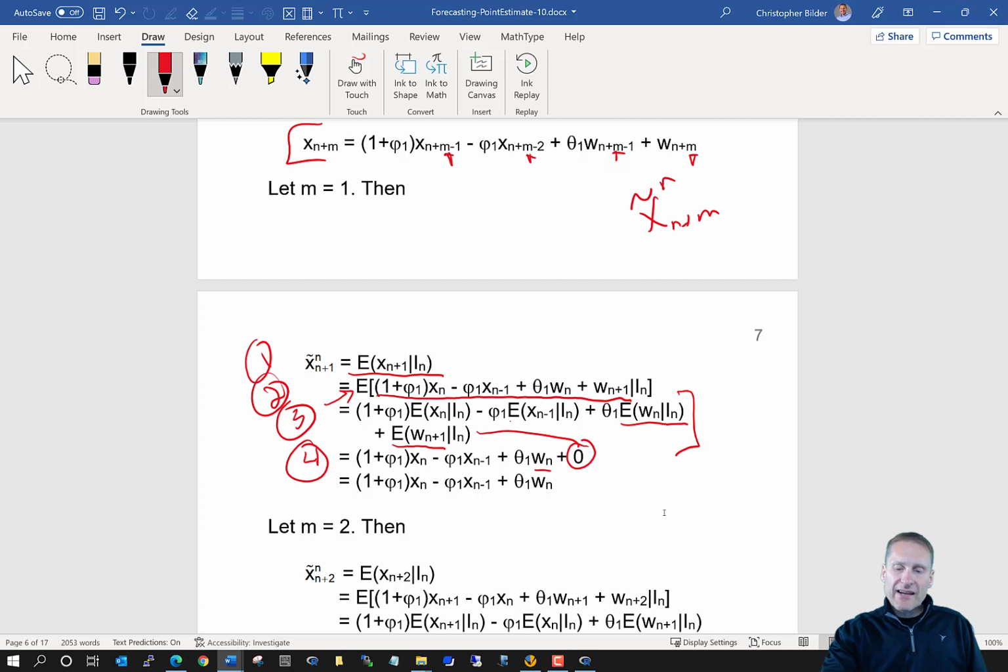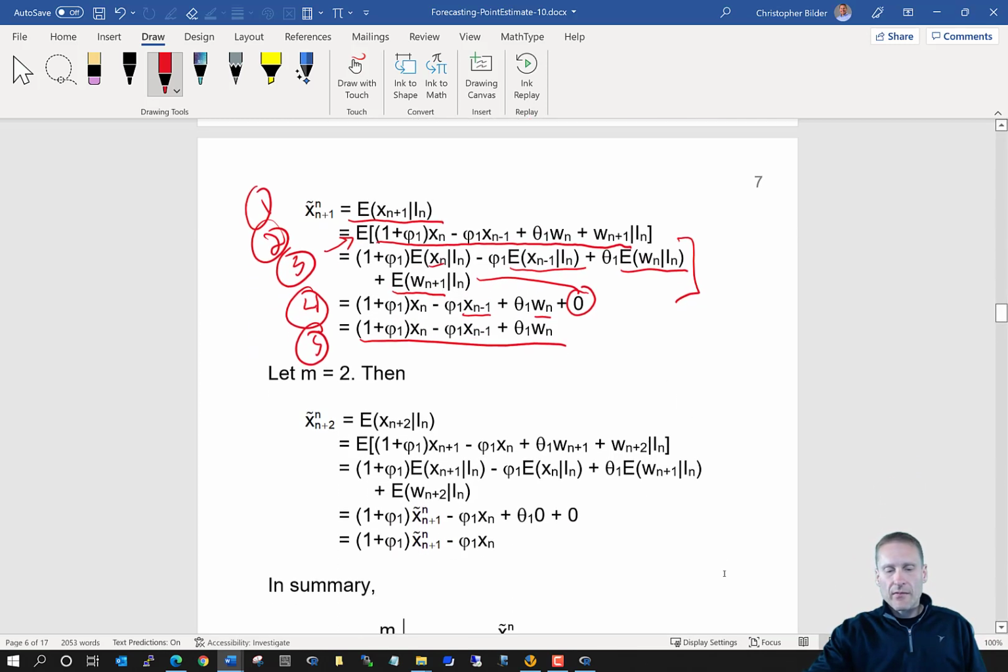What is the expected value of x sub n minus 1 given my past up to time point n? Well, I've observed what that x sub n minus 1 is, so I'm going to put x sub n minus 1 there. And a similar thing which we've seen before for the expected value of x sub n given I sub n. Okay, so step 5, I just do a little bit of simplification. And so this is what that forecasted value would be.